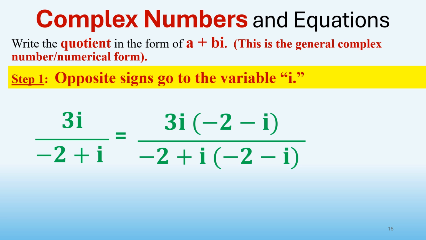Over -2 plus i. Now, this whole part here is a conjugate because you have a plus sign. Okay, your conjugate is going to be the opposite for the i, which is why you're going to see -i. Whatever you do to the top, you have to do to the bottom. So you are taking the opposite of this, -2 minus i. You have to do it to both sides.